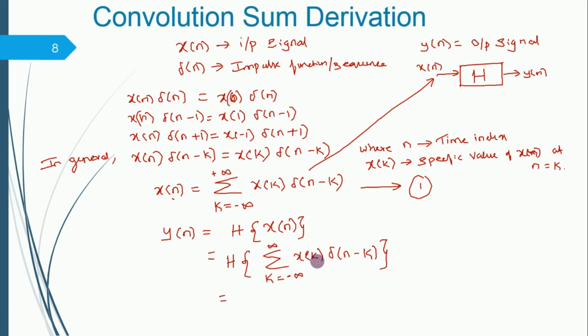Summation and x of k. These are constants. I have already said this is the weight. If you operate on a constant with the system, it does not have any effect. So that's why I take it out, and I apply the system operator only to the part which is variable, not a constant. So what is the system output when you supply the delta function as an input?